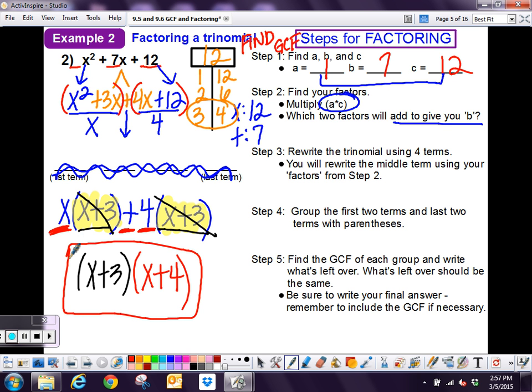So what we've just done is figure out what was multiplied together to get x squared plus 7x plus 12. If I were to FOIL x plus 3 and x plus 4, it would get me right back to that.